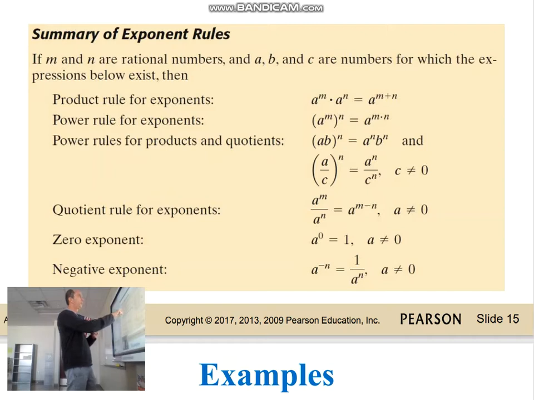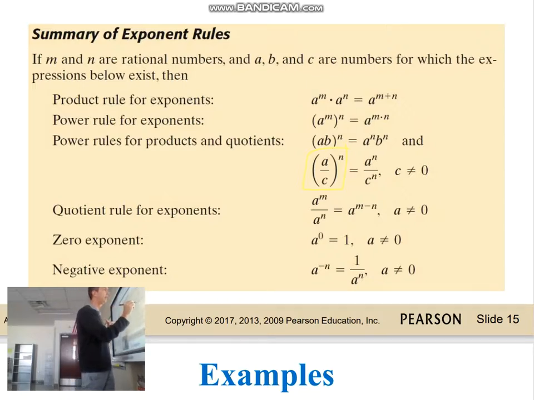The product rule for exponents. If you have a product, then you're gonna add the exponents. Power rule for exponents. If you have a exponent m and then exponent n, you're gonna multiply. Power rule for products and quotients, and check this. This looks like a distributive property. I like to say you're going to distribute n into each one of the factors. And quotient rule for exponents. If you have this kind of thing, a exponent m over a exponent n, you can subtract the exponents.